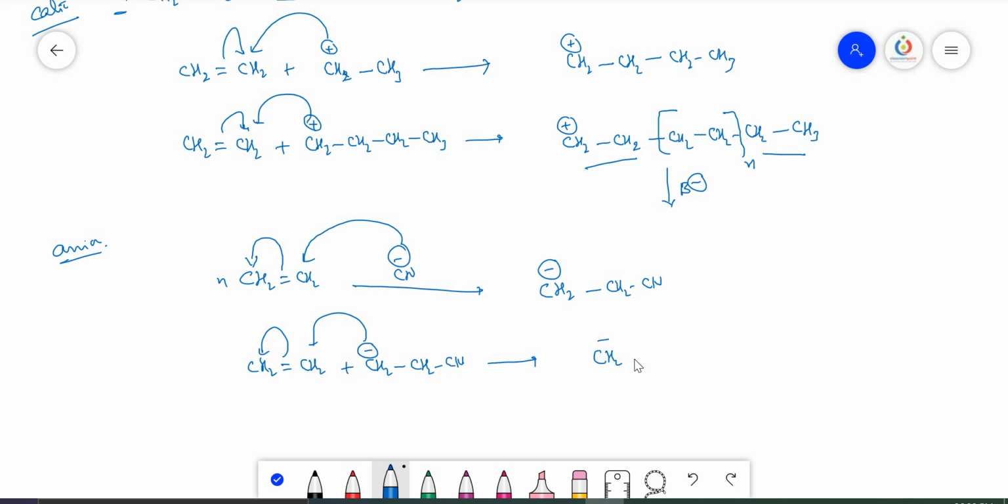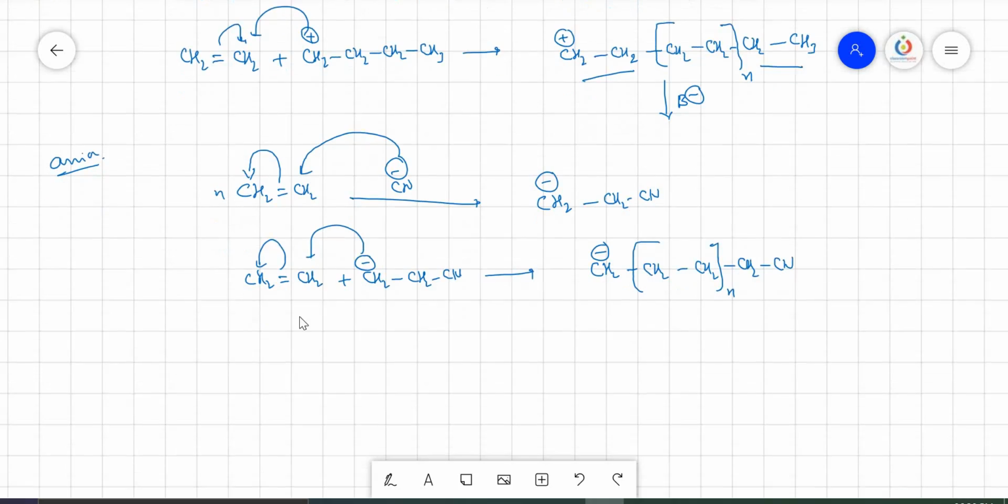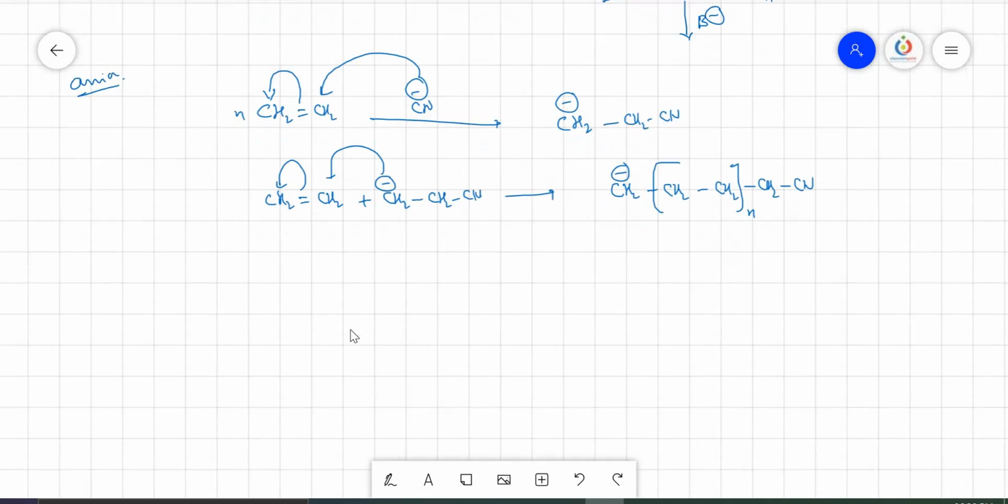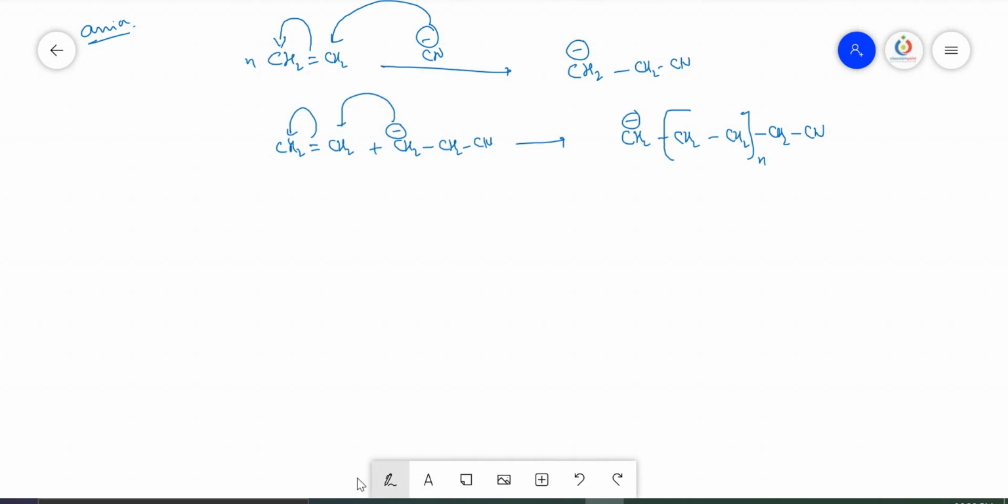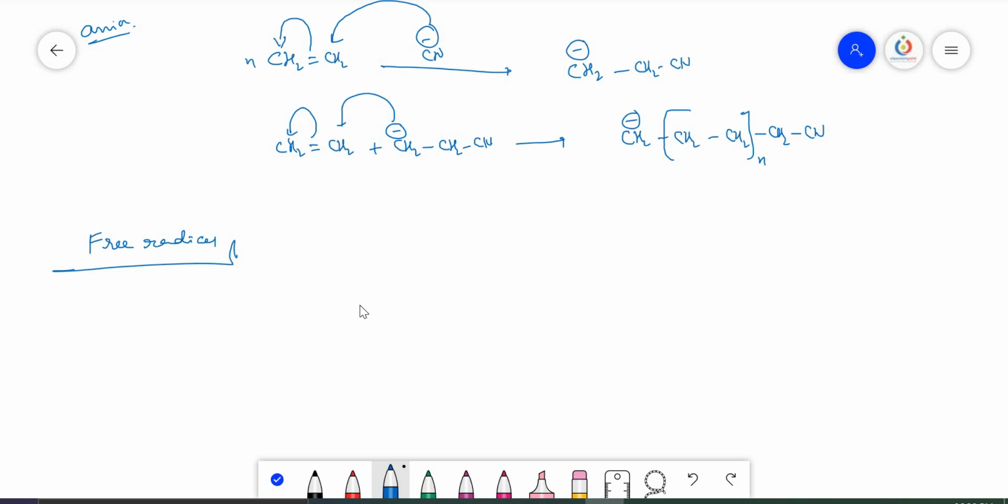So this process will continue till all the alkene parts are over. Okay, so it will continue like this, and in this one, this unit is getting repeated, so here we put n number of times. Since an anion initiated this reaction, we call it anionic polymerization. Then what about free radical polymerization? Free radical polymerization means free radicals will initiate the reaction.